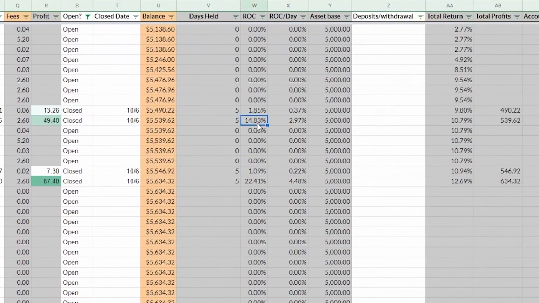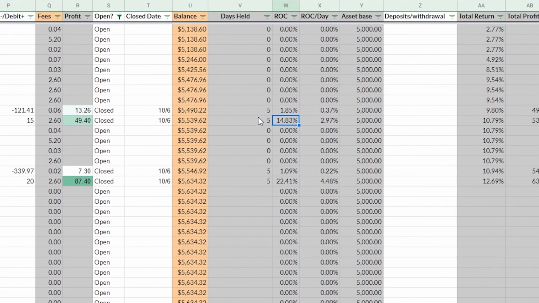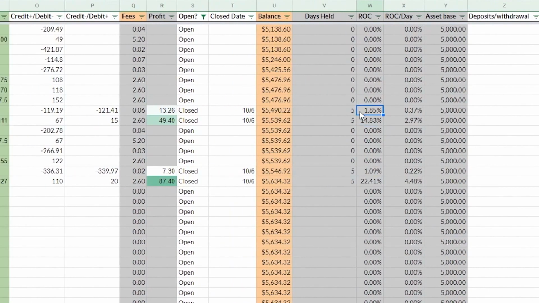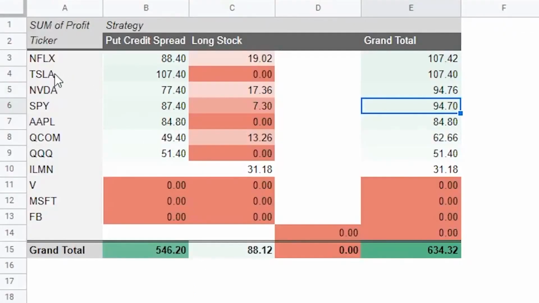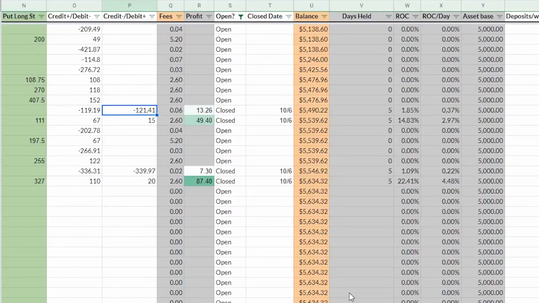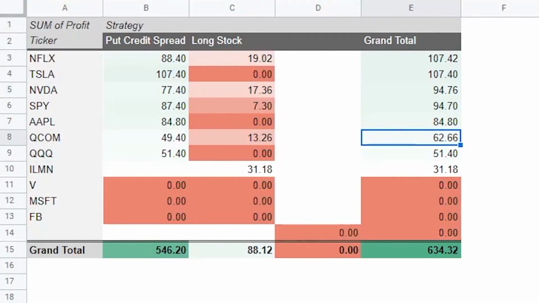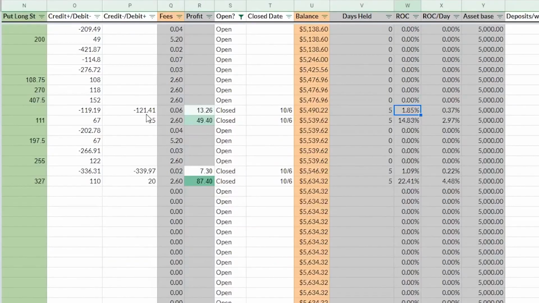We got out with a 14% return on capital on the profit maximizer put credit spread and 1.85% return on capital on the long stock, which is great. So we can go to our profit table and we can see QCOM right here. We made $62 on that trade and we were in it for like 5 days. That was a great trade. So 15% and 2% on that. That's why we add the profit maximizer. We make so much more for pretty much the exact same trade.